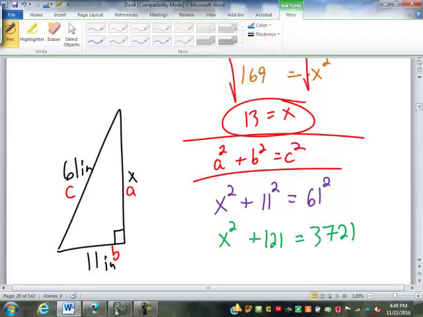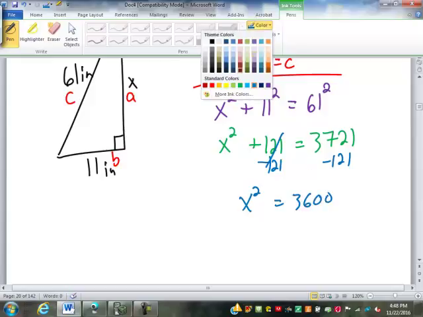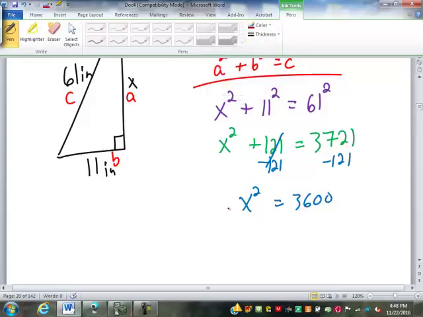Now what do we have to do? Subtract 121. We're going to solve for X. So X squared equals 3,600. And then square root. So the square root and the X squared just cancel, give us X. Square root of 3,600 is 60. So that is 60. Any questions?